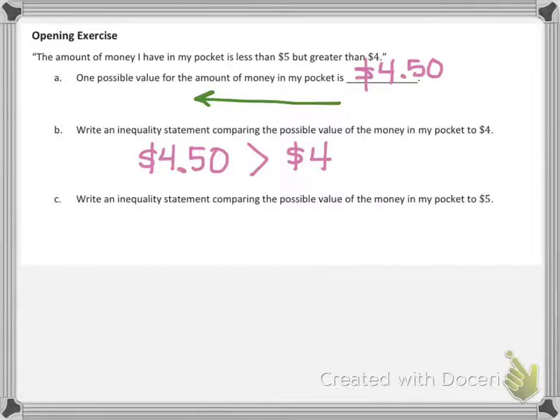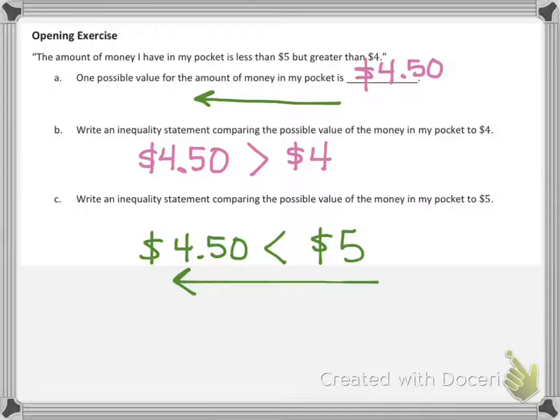And then for part C, write an inequality statement comparing the possible value of money in my pocket to $5. Well, this time I'm going to say $4.50 is less than $5. But again, I can turn around and read in the other direction, and it'll say $5 is greater than, I get to the big part first, $5 is greater than $4.50. So either way you read it, it is true.